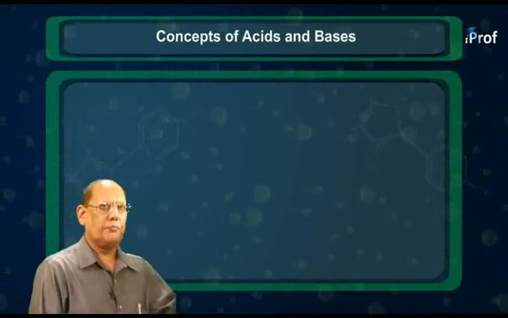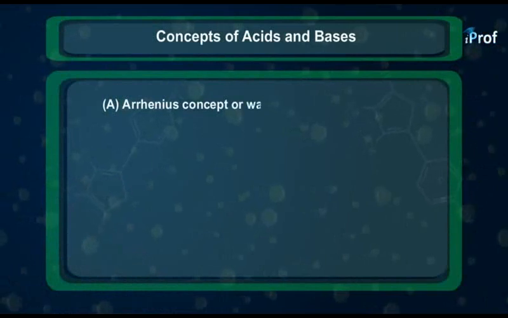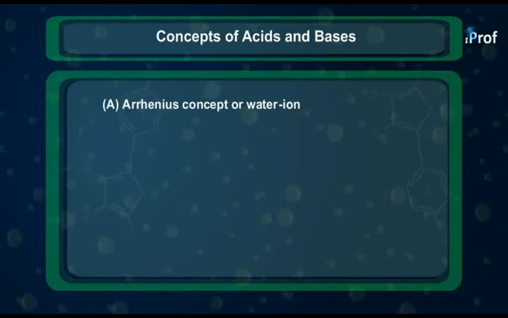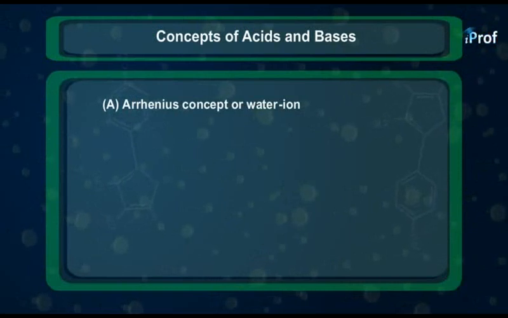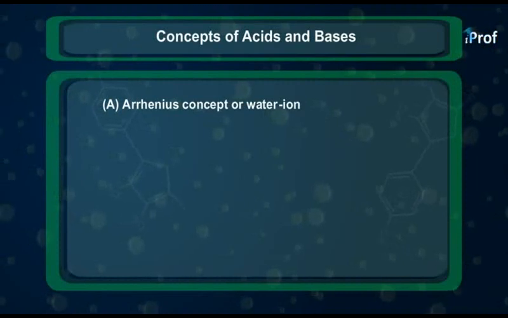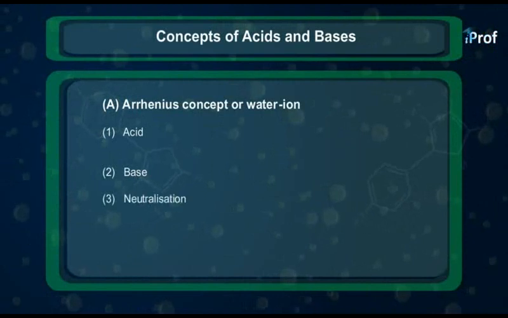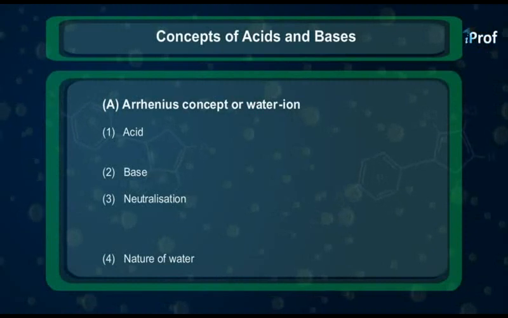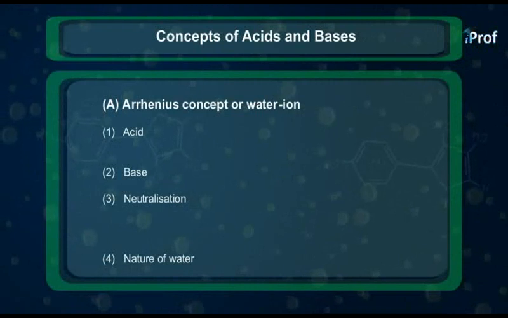To begin with, the first is Arrhenius concept, also known as water-ion concept. Every concept we shall be dividing into some important points. They are acid, base, neutralization, and the nature of water. In the light of these points, let us judge Arrhenius concept of acids.